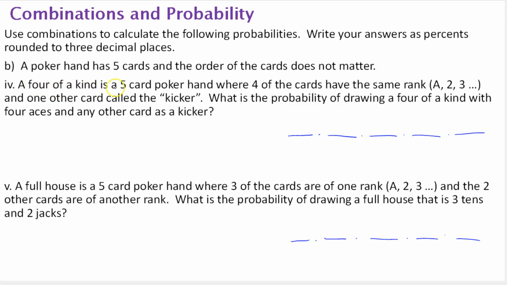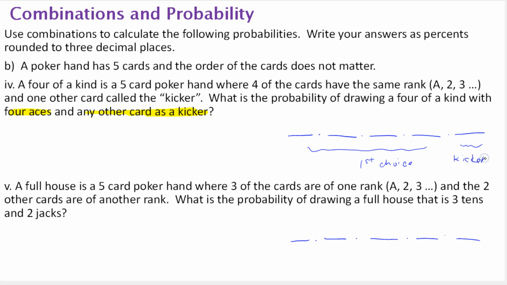A 4 of a kind is a 5-card poker hand where 4 of the cards have the same rank, so the ranks are ace, 2, 3, king, jack, and so on, and one other card which we call the kicker. So what is the probability of drawing a 4 of a kind with 4 aces and any other card as a kicker? Okay, so we're specifically looking at aces, and then we have to choose the kicker. So here are 4 choices. So these are going to be our aces. And then this will be the last card. So it's kind of, again, thinking of this in terms of sub-choices.